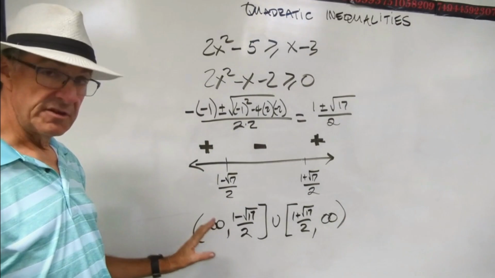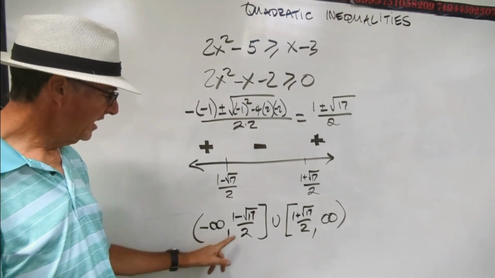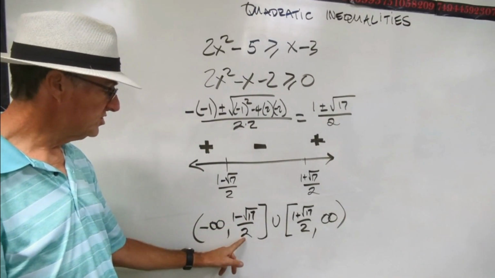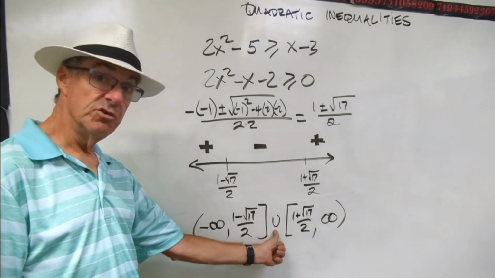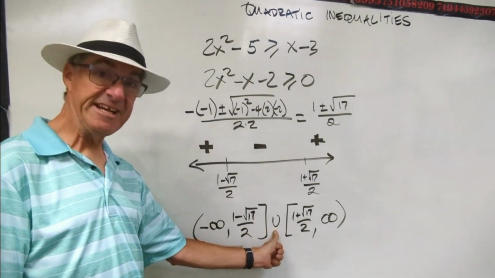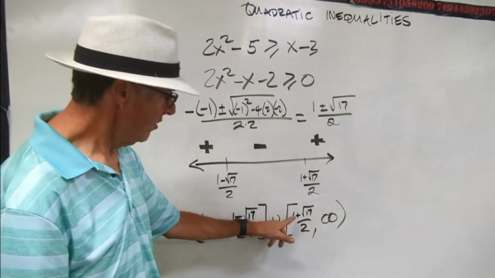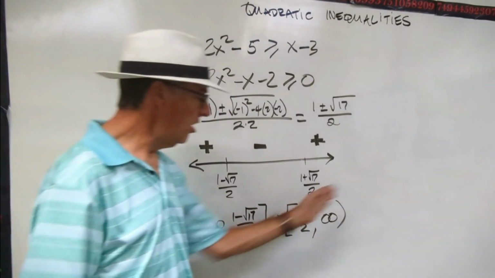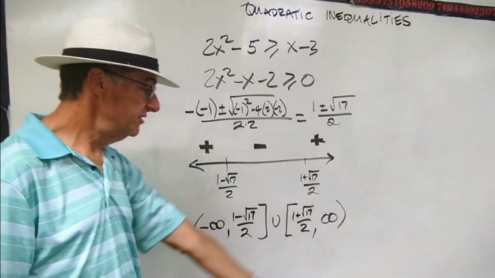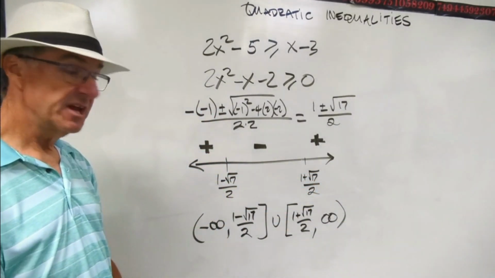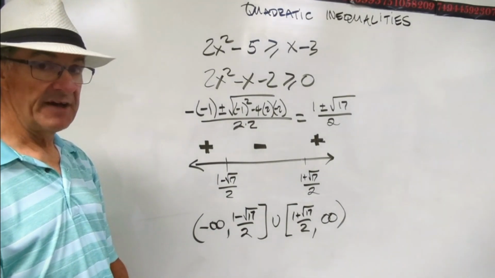The first range is from negative infinity to 1 minus root 17 over 2 inclusive. The U stands for union, so it's like an and. So it's this range and this range, which is 1 plus root 17 over 2 all the way to positive infinity. So this solution is a little bit complicated to state, but there you have it.